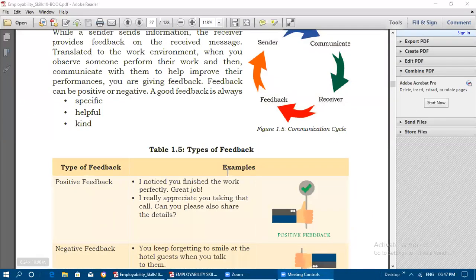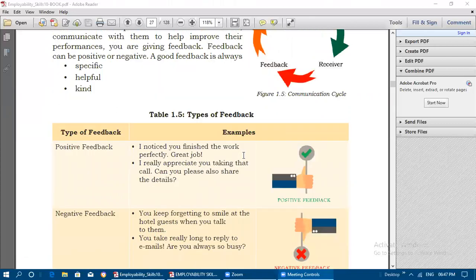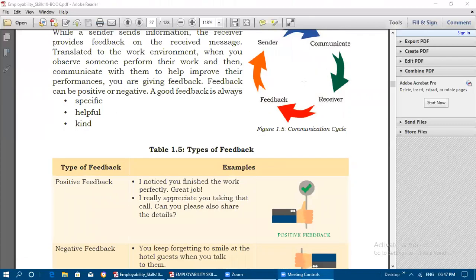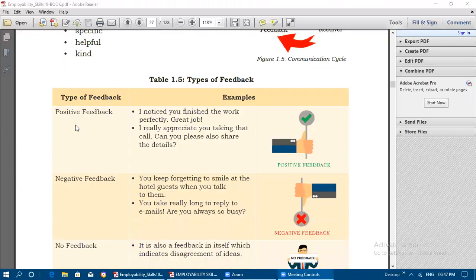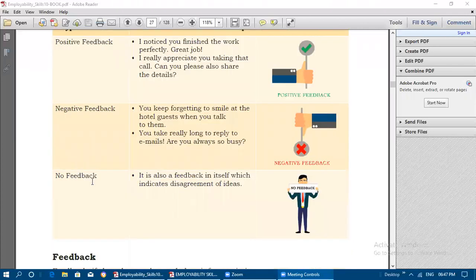So what are the types of feedback we have here? In this communication cycle, we have these parts, that is sender, message, receiver and feedback, and channel also is one of the parts of the communication cycle. And what are the types of feedback we have here? Positive feedback, negative feedback, no feedback.